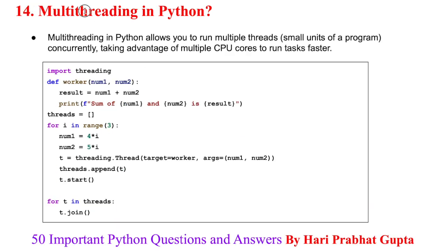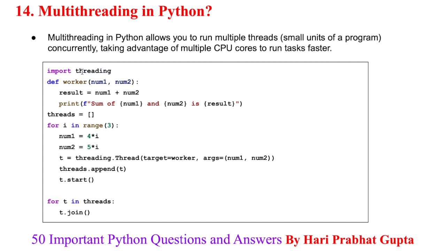What is multi-threading in Python programming? Multi-threading in Python allows you to run multiple threads, small units of a program, concurrently, taking advantage of multiple CPU cores to run tasks faster and in parallel. The threading module is used for creating and controlling threads in Python programming.